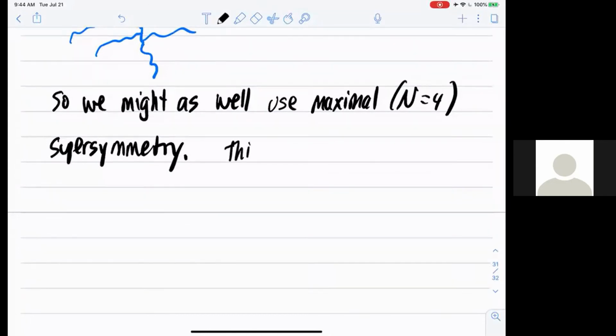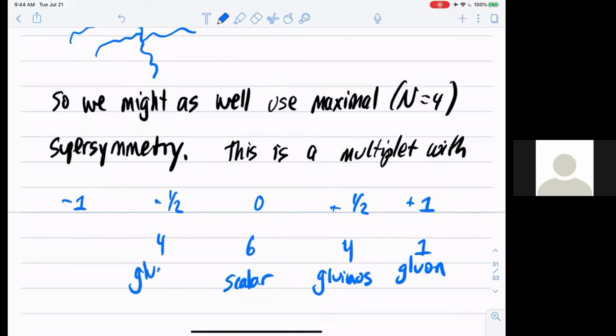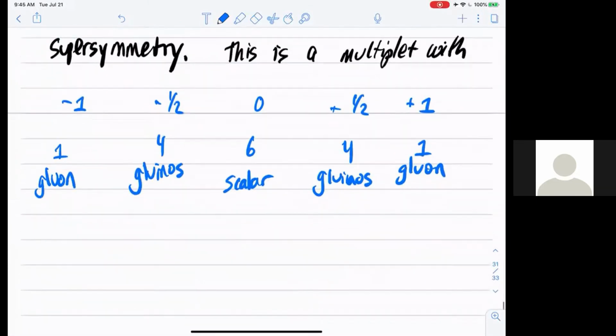And this is a multiplet where you have a positive helicity gluon, you have a negative helicity gluon, and then you have a collection of states of intermediate helicity. So there's one gluon, there's four gluinos with helicity plus a half, there's six scalar fields, four gluinos with helicity minus a half, and then of course there's one negative helicity gluon. So altogether, it's a multiplet with 16 states.